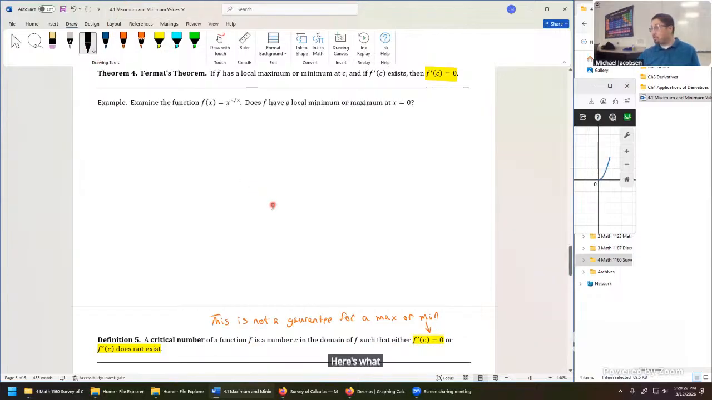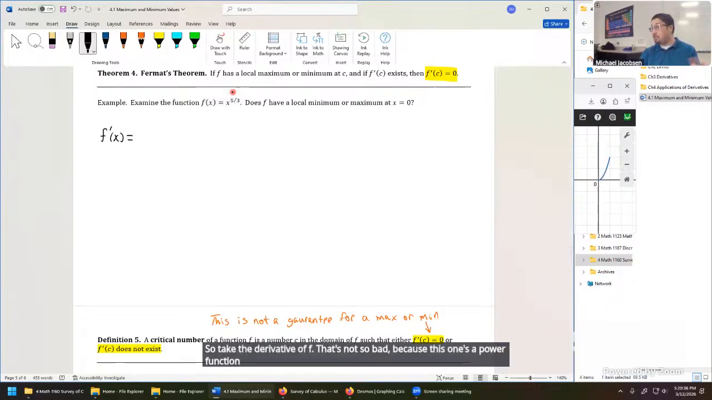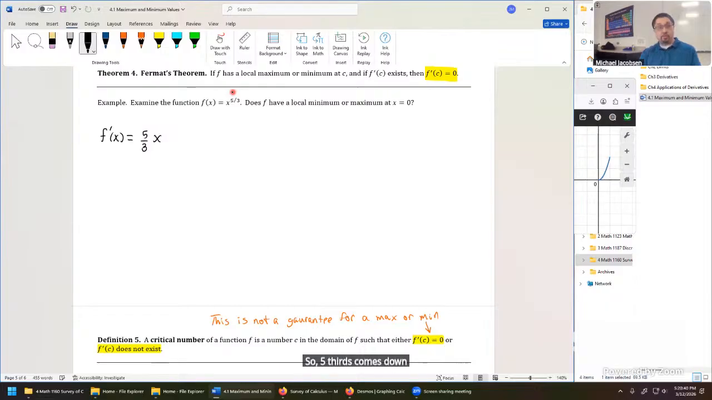Here's what you do to compute a critical number. We need to take a derivative, so we compute f prime to start. So take the derivative of f. That's not so bad because this one's a power function. Power is 5/3, so 5/3 comes down. x is now to the power of 2/3. I subtracted 1 in the form of 3/3 to get the new exponent. So that's step 1. We compute the derivative.